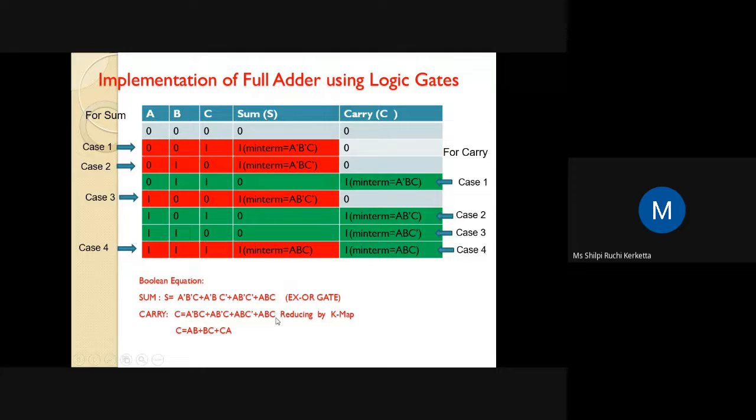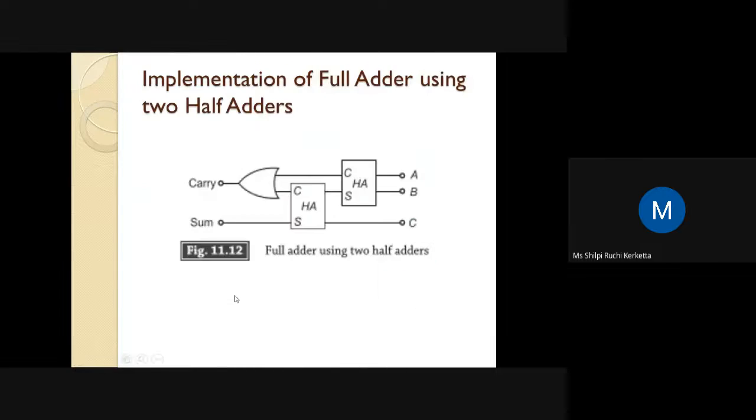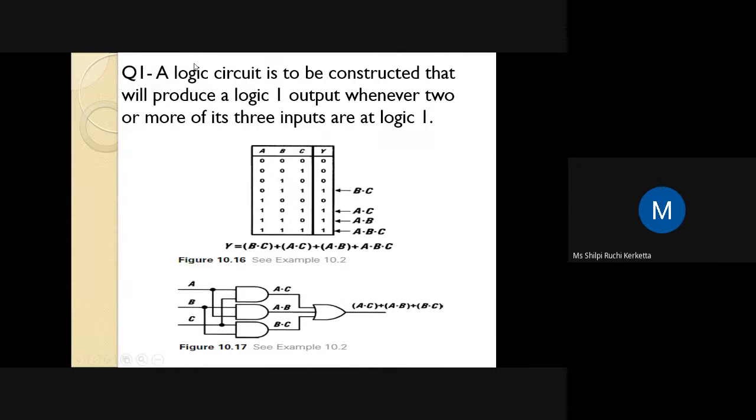One more thing they have done in the book, I will just tell you. There is a question in the book: a logic circuit is to be constructed that will produce a logic 1 output whenever two or more of the three inputs are at logic 1. So this is the table for the carry. If two or more ones are there, we will get a 1. So that is a carry table.